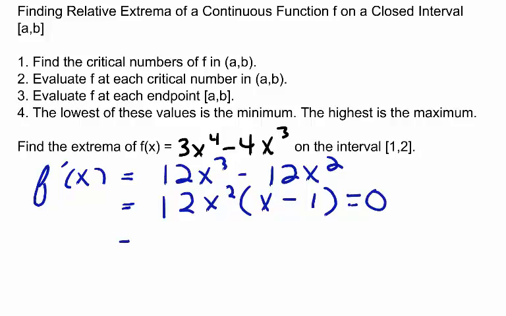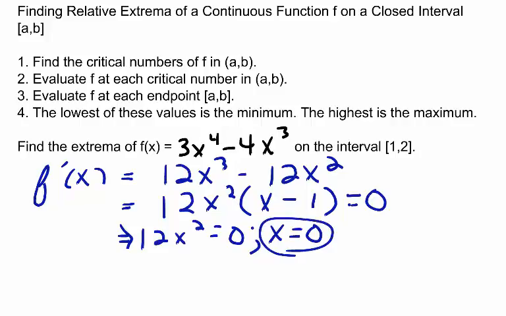We take our first factor, 12x squared, set that equal to 0, and solve for x. And that would give us x equals 0. And then we take our second factor, x minus 1, set it equal to 0. And so our next critical number is x equals positive 1.